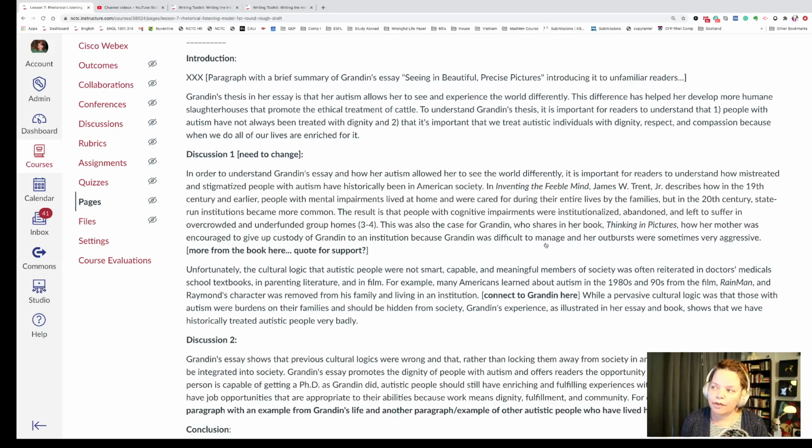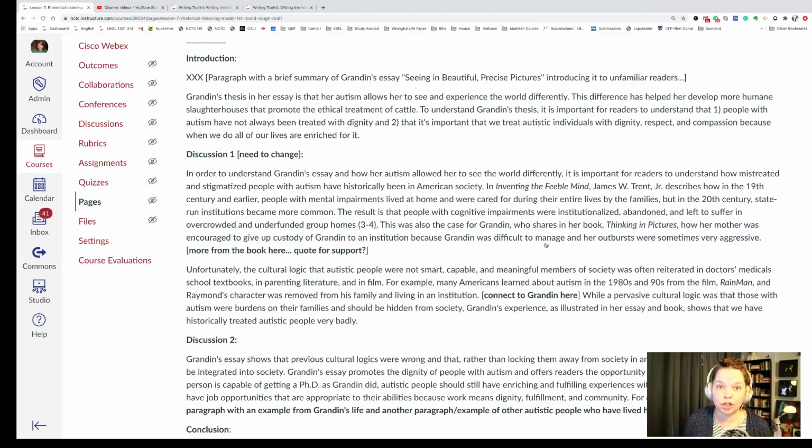So while a pervasive cultural logic was that those with autism were burdens on their families and should be hidden from society, Grandin's experience, as illustrated in her essay and book, shows that we have historically treated autistic people very badly. So now I was in a mood, I was feeling it, I was like, oh, I know where I'm going with this. So I went on a little bit ahead.